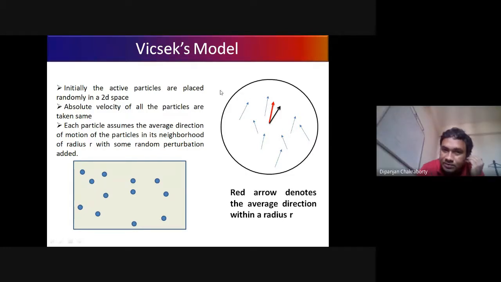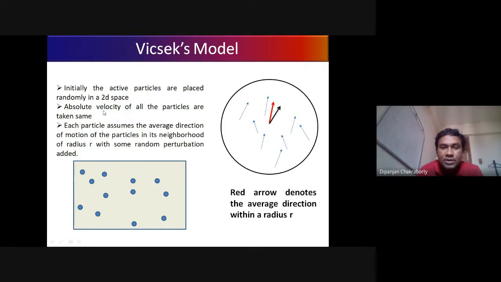So in the Vicsek model, initially the active particles are placed in a random 2D space. Take it as a square, and in this space the active particles are randomly placed, and the absolute velocity of all the particles is taken as the same. Since these are active particles, they can generate their own force. So basically, the dissipation is not taken into account.